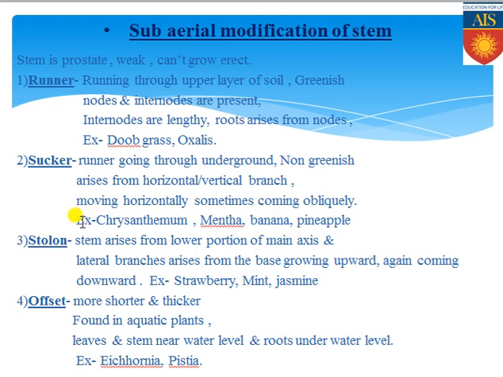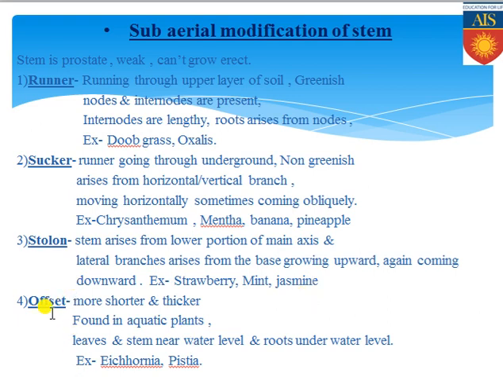And that specific stem which is connecting the nodes in between these two plant bodies is exclusively bow shaped. That's why this specific type of modification of the stem has been given the name stolon. Keep it in your mind, examples of stolon are strawberry, mint, jasmine. These are the common examples of the stolon.